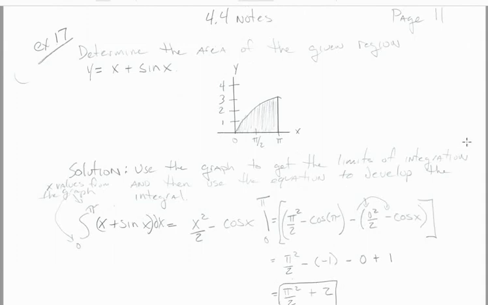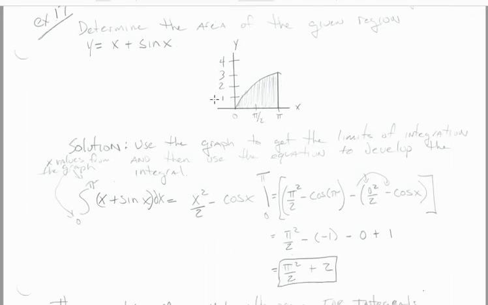Alright, let's take a look at one of these involving a trig function now. So same scenario as example 16, we're doing example 17. We want to determine the area of the given region, y equals x plus sine of x, and for the given region, we have to look at the graph. The graph is given to us as well. So for our limits of integration, we can see we're trying to find the shaded region here, so our limits of integration are 0 to pi. If we were doing something in terms of y, it would be 0 to 3, obviously, but we're not. We're in terms of x, so we're going to go 0 to pi in this case.